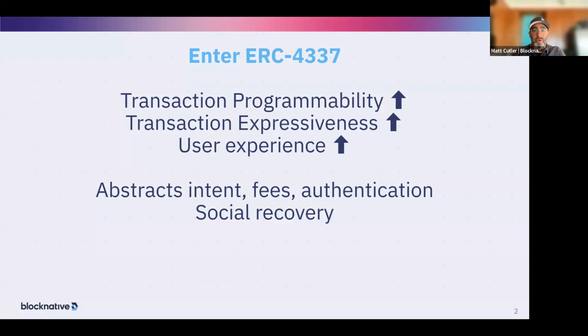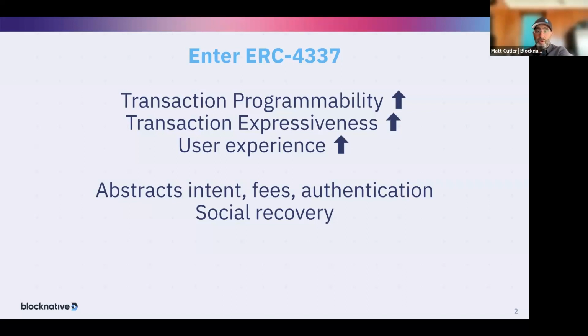It's called one of the biggest user-facing upgrades to the Ethereum network since the Genesis block. And 4337 has many curious properties, primarily that it increases transaction programmability. Today, in the world of Ethereum, traditional EOA transactions are pretty fixed and pretty well defined. Under 4337, they become much more open, much more programmable, and therefore much more expressive. So they enable all sorts of new capabilities for developers and wallets to enable net new experiences. All of these things really can dramatically change the user experience of using Ethereum.